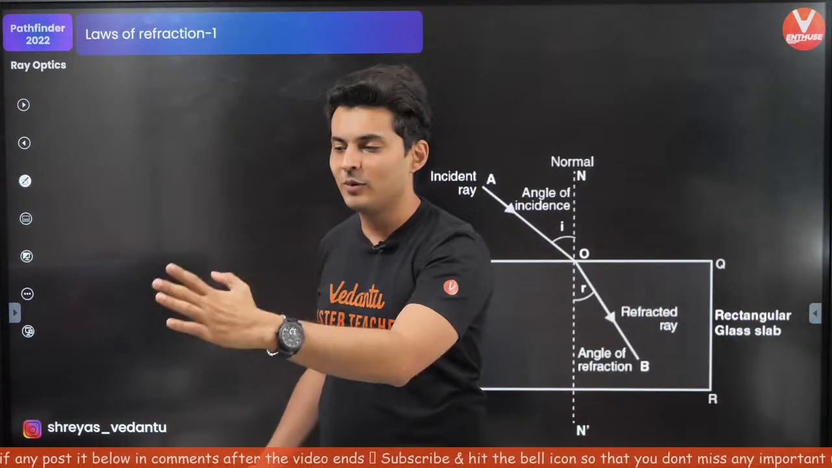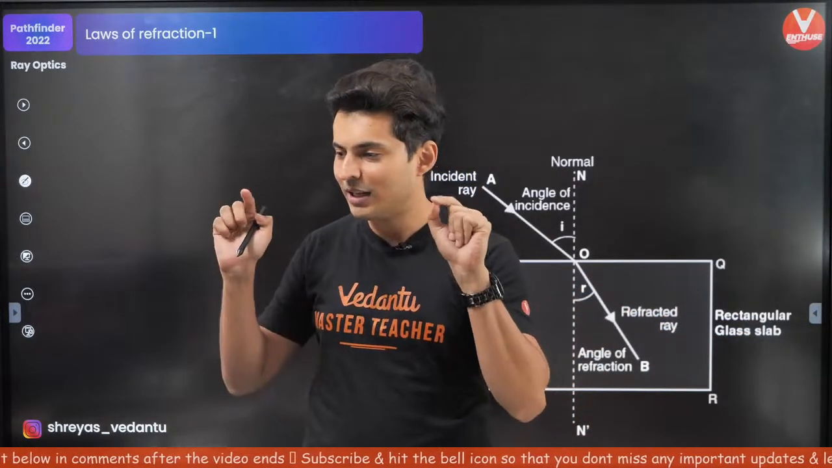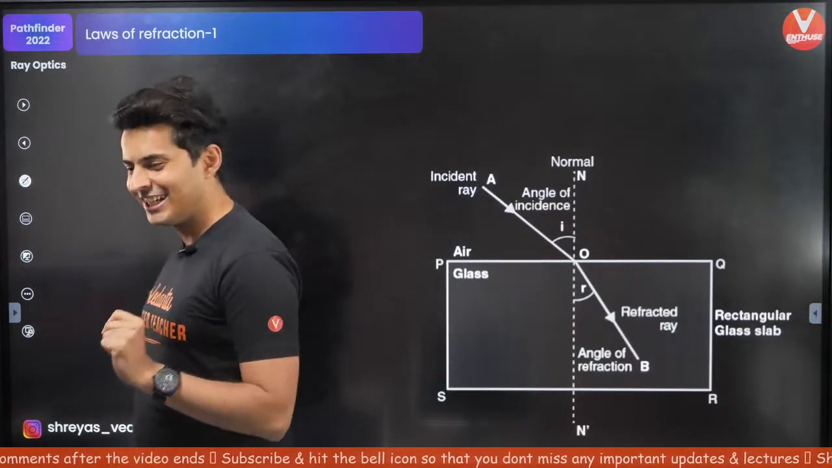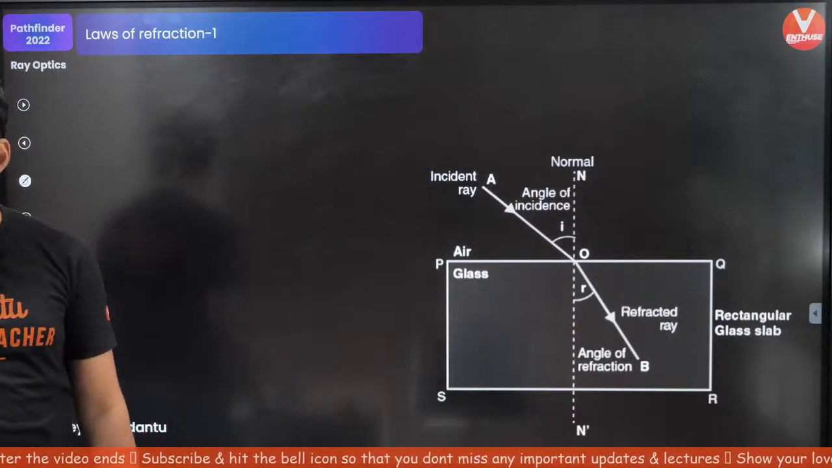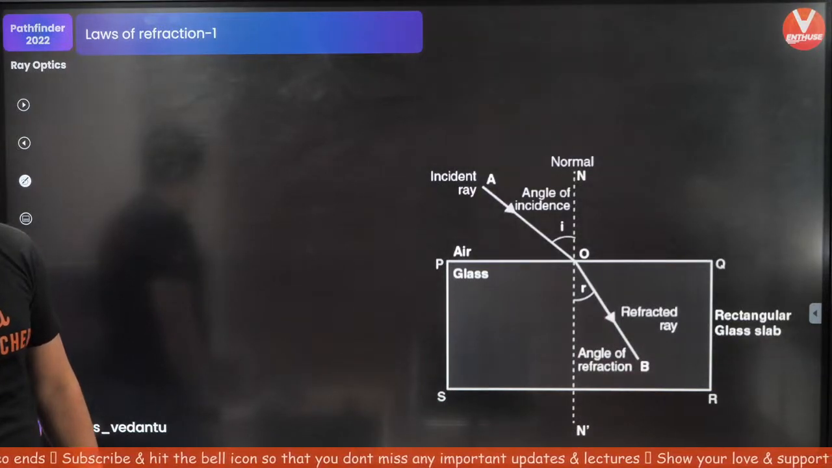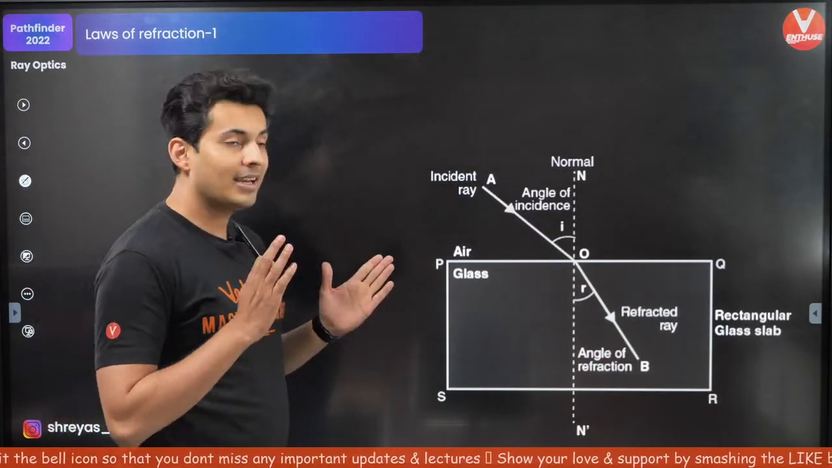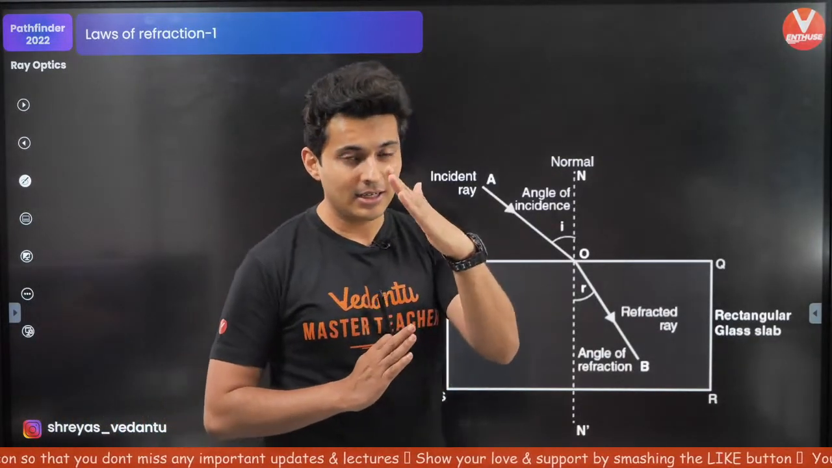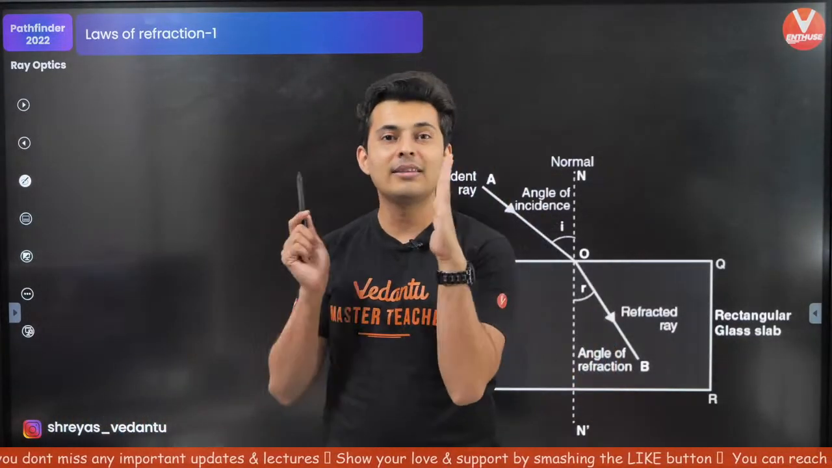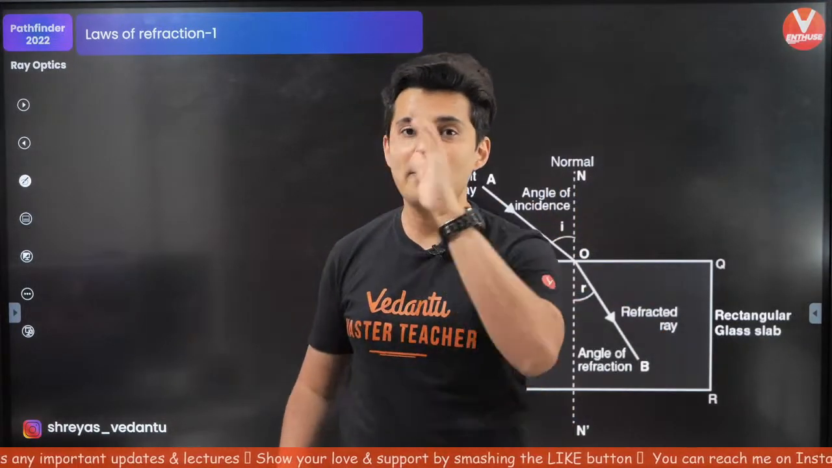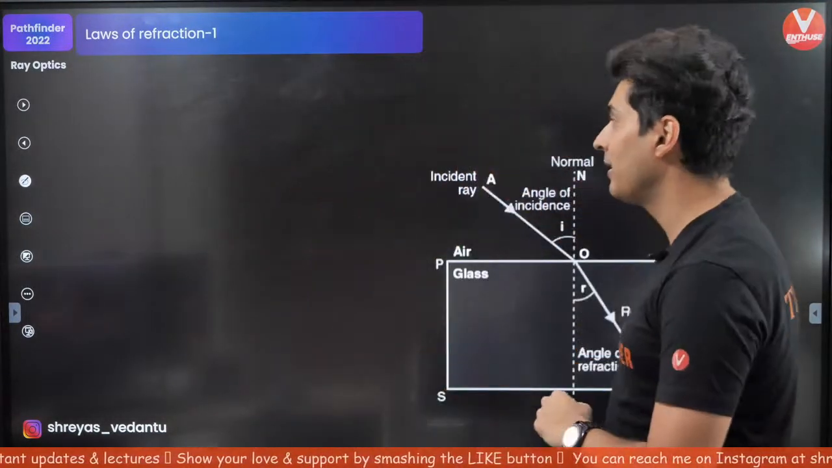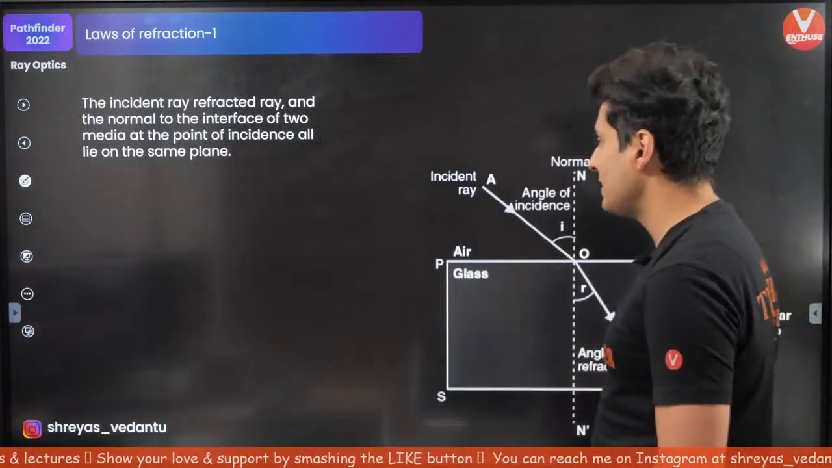Come on, let's see how many of you can quickly type the first law of reflection. What was it? Some of you have made some mistakes. What is the first law of reflection, my warriors? Remember, the first law was that the incident, the refracted and the normal, all three are in the same plane. Remember, planar property. So they are all in the same plane.